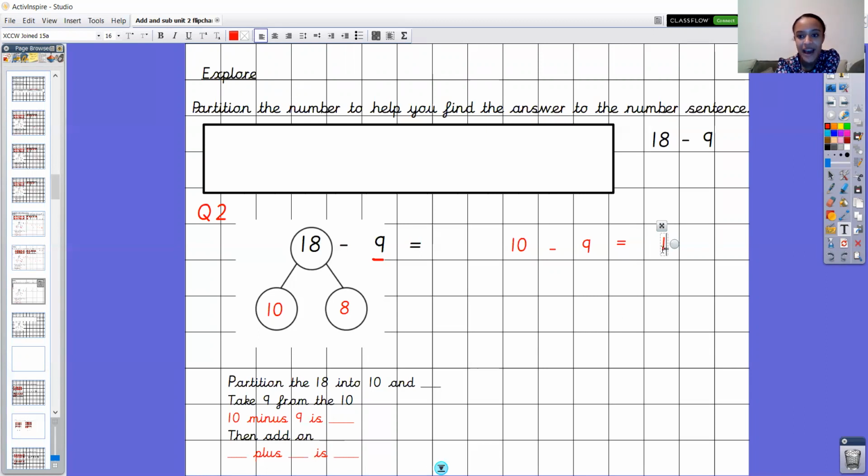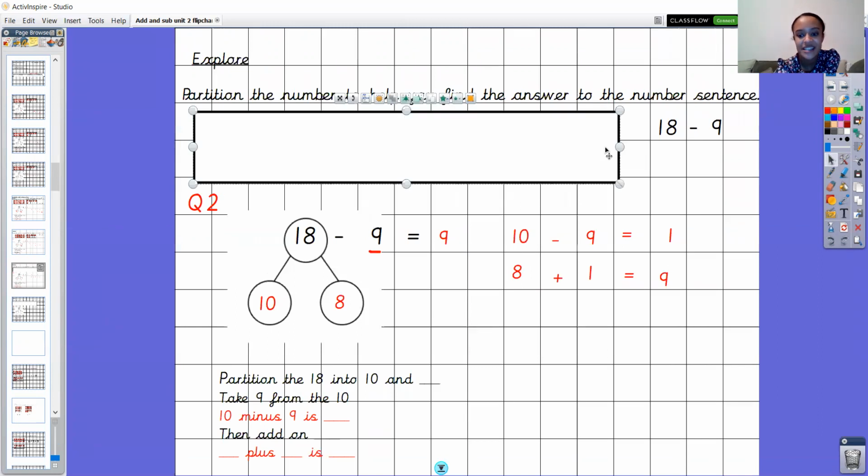Okay, and then I want to think about adding this number and this number. So I've got 8. And I want to add the 1. What's 1 more than 8? 1 more than 8 is 9. So the answer to 18 take away 9 is 9.